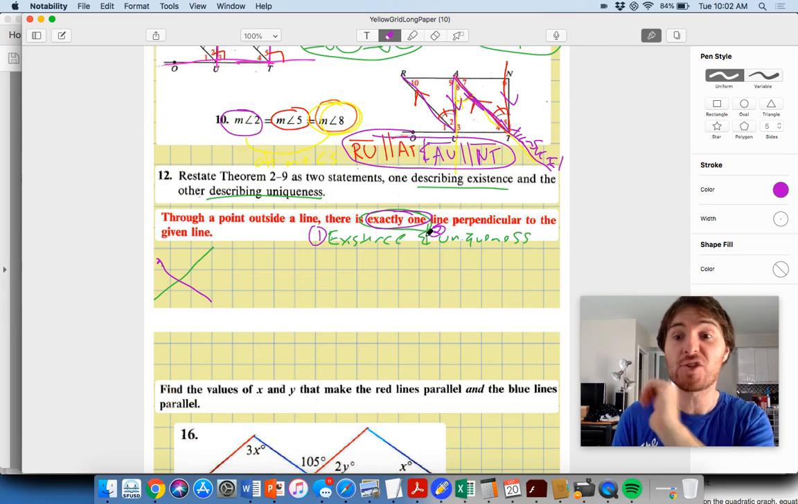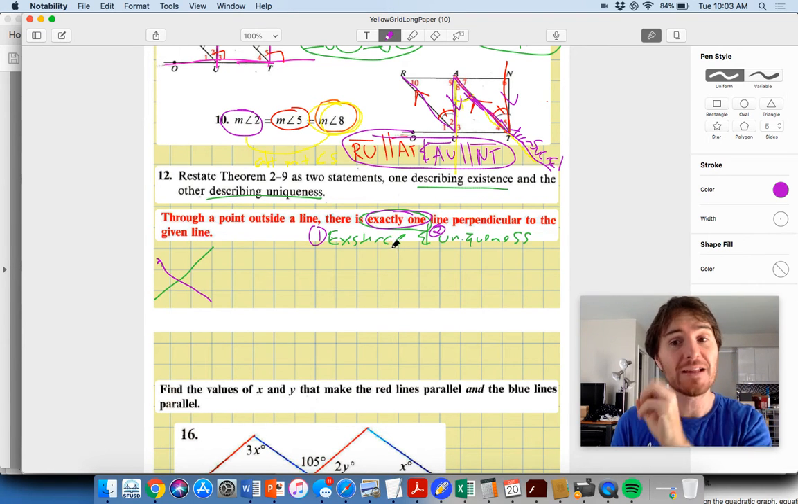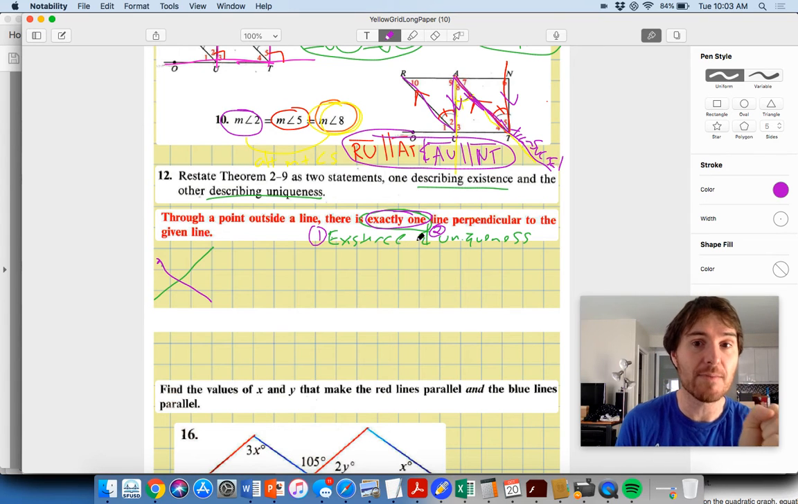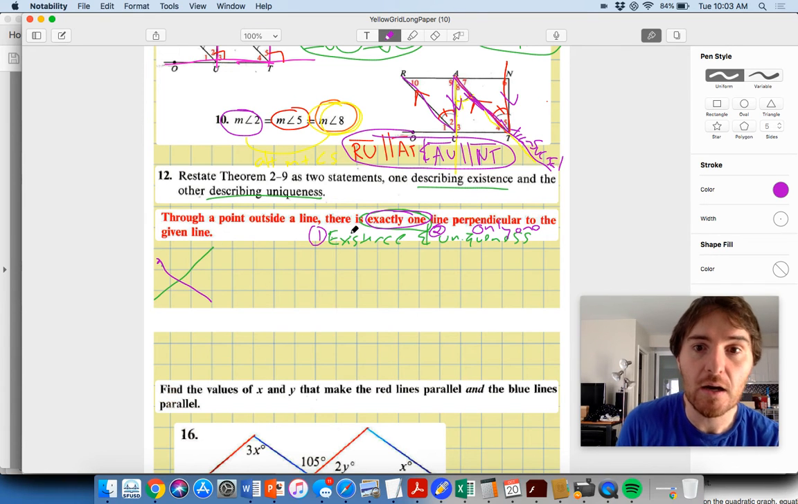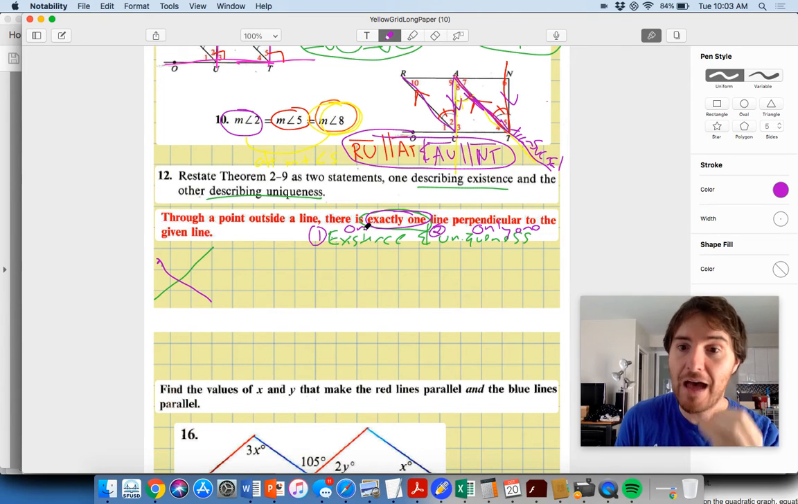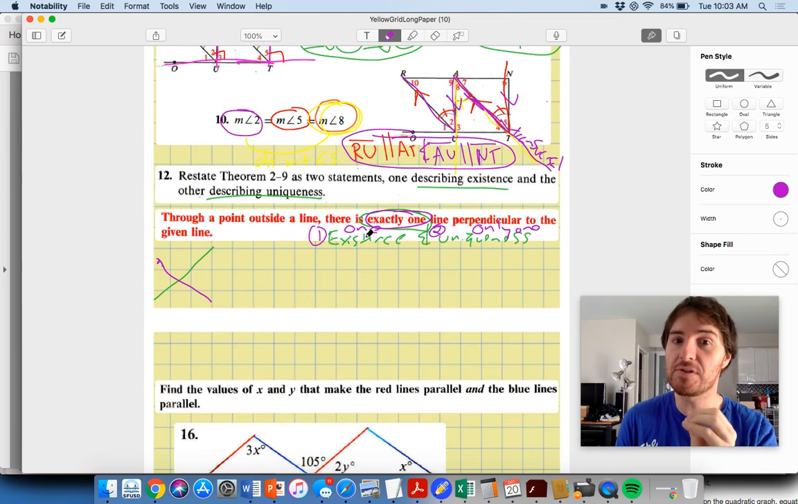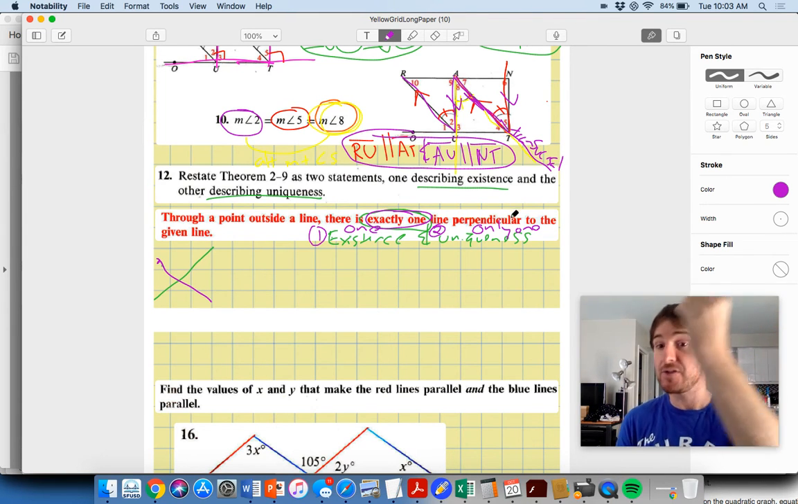When you hear just the phrase only one, that means uniqueness. It doesn't necessarily mean it exists, right? It doesn't necessarily mean it's an existence statement. So when we hear only one, that refers to uniqueness. When we hear one, that refers to existence. That's the confusing thing here. So they put exactly one here because that means one and only one.